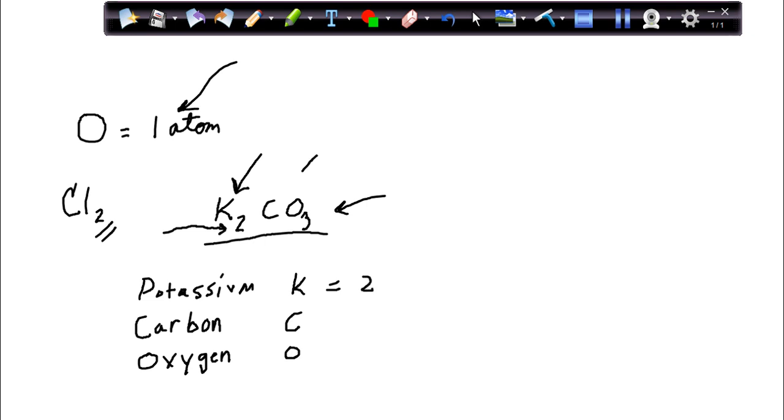Carbon has no subscript, so it has how many atoms? 1. And oxygen has a subscript. So how many atoms is there? You tell me. Well, if you said 3, that is correct. 3 atoms. So this is 1 molecule of oxygen with 3 atoms, 1 molecule of potassium with 2 atoms.